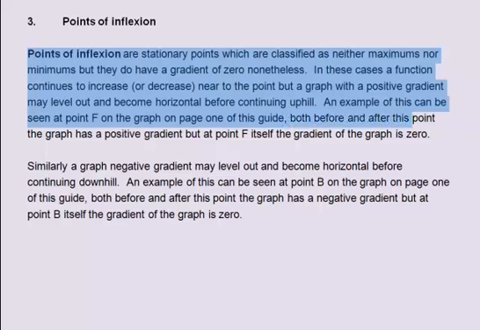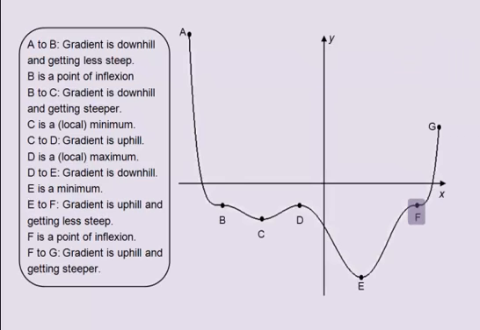Both before and after this point, the graph has a positive gradient, but at the point F itself, the gradient of the graph is 0. Point F is a point of inflection. The function is uphill both before and after point F.